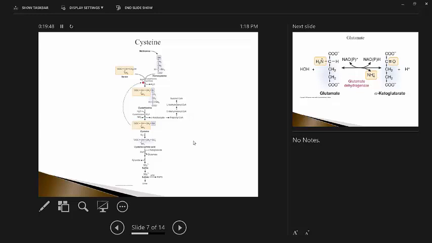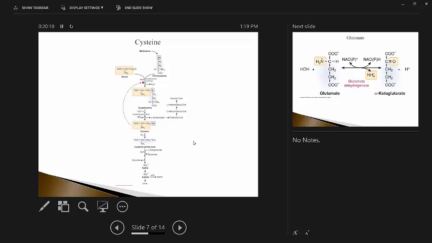Don't even worry about this. We get sulfites and a whole bunch of other things which you don't really need. So this is the synthetic pathway for cysteine, okay? Notice that these enzymes, cystathionine synthase and cystathionase, are both PLP enzymes. If you have a deficiency of pyridoxine, you can actually affect this.